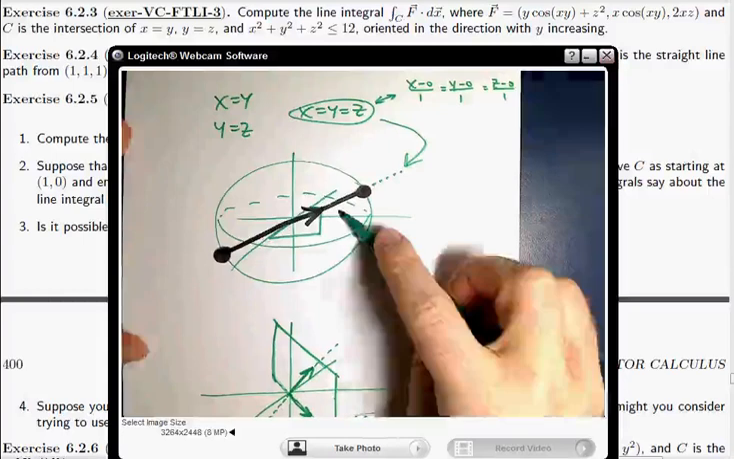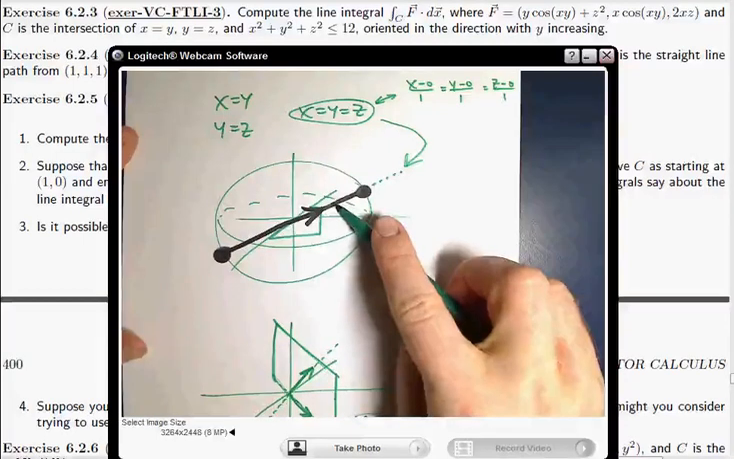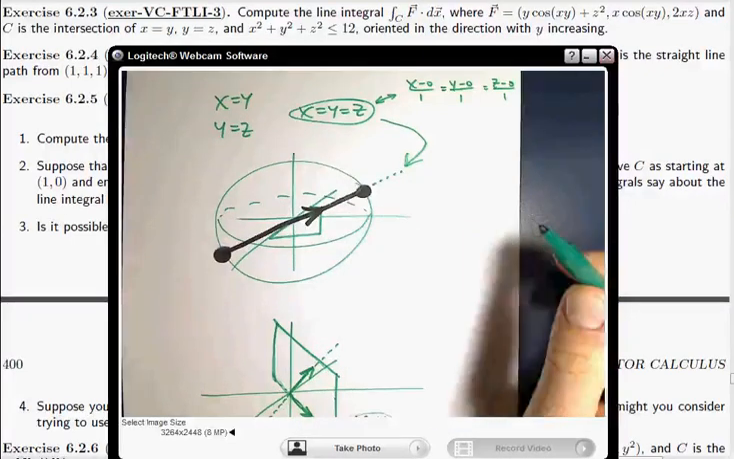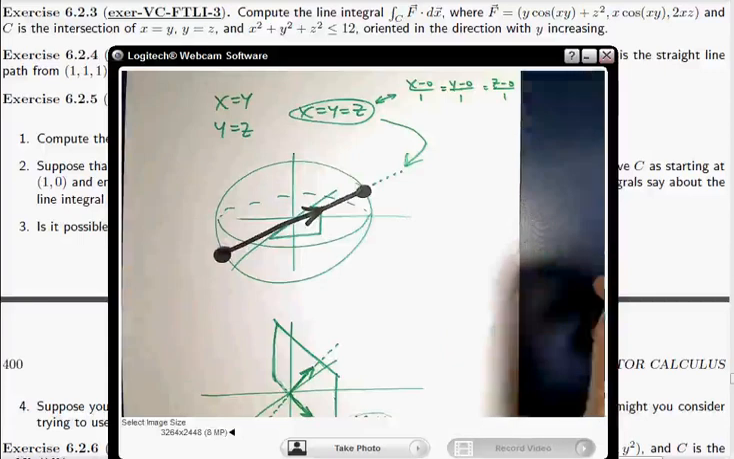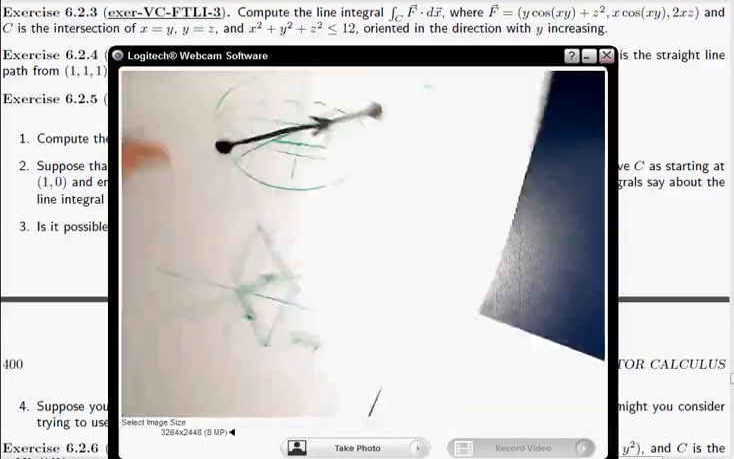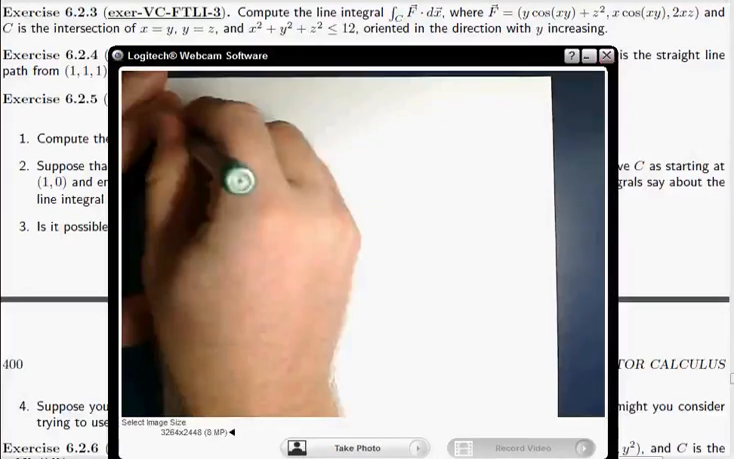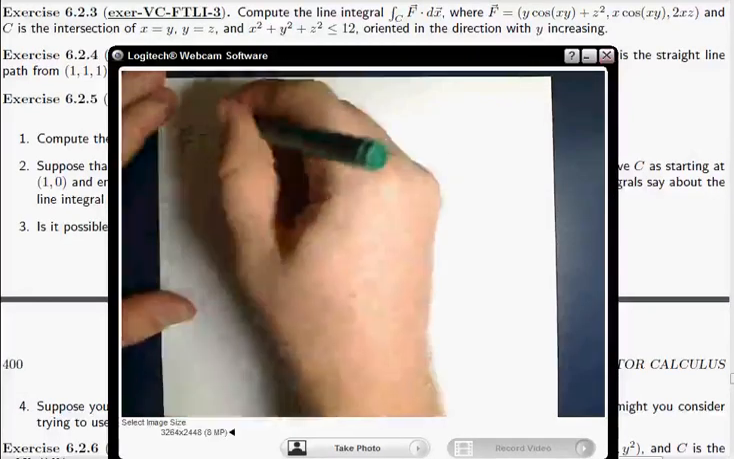By the way, you can parameterize that curve without too much trouble. But then you're going to deal with this vector field, which looks pretty nasty. So let's see if we can outsmart the problem. Let's see if we can use the fundamental theorem of line integrals. I would need to find an anti-gradient for this vector field, and let's play that game.